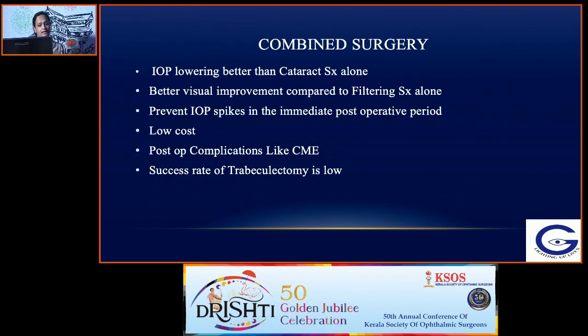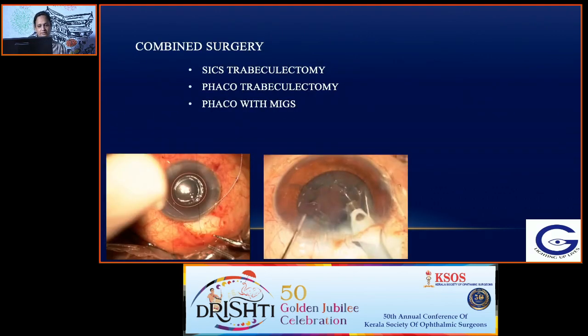With combined surgery, IOP lowering is better than cataract surgery alone and there is better visual improvement compared to filtering surgery alone. It also prevents the IOP spikes in the immediate post-operative period because you have already done the bleb filtering. Compared to a two-stage procedure, the cost will be low, and post-op complications are as in cataract surgery alone, and the success rate of trabeculectomy is low when you combine it with cataract surgery.